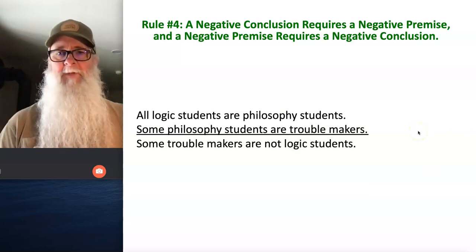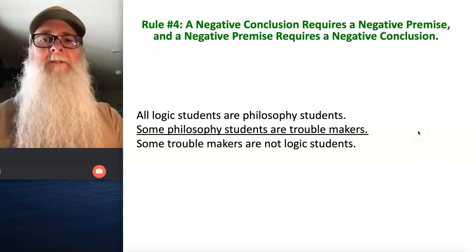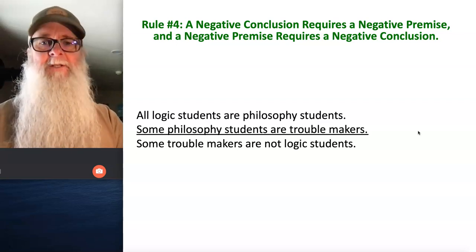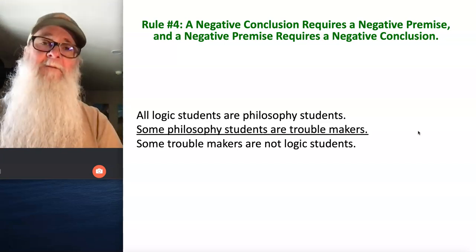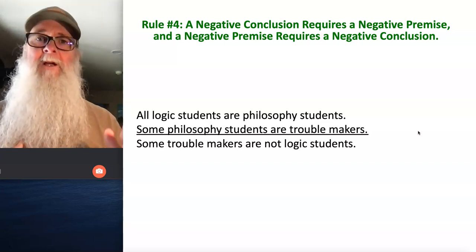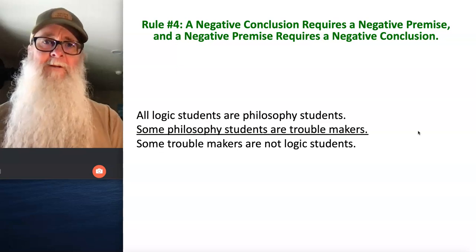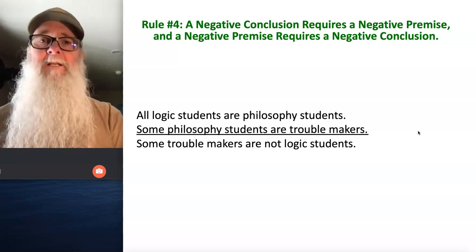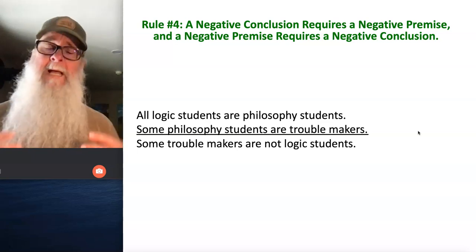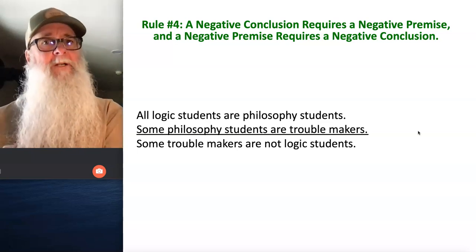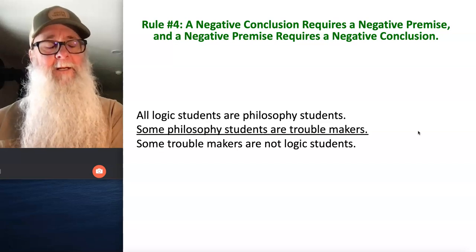Say you have this argument. All logic students are philosophy students. Some philosophy students are troublemakers. Therefore, some troublemakers are not logic students. Here we can see that we have a negative conclusion, but none of the premises are negative statements, right? The O statement conclusion is negative, and the A and I statement premises are both affirmative. And according to rule number 4, a negative conclusion requires that one of the premises be negative.